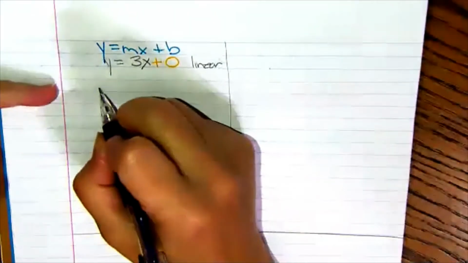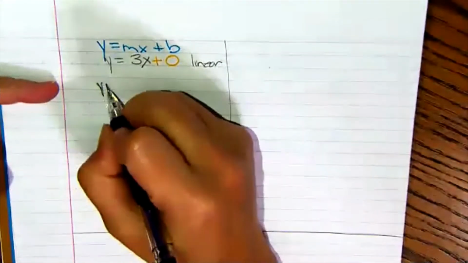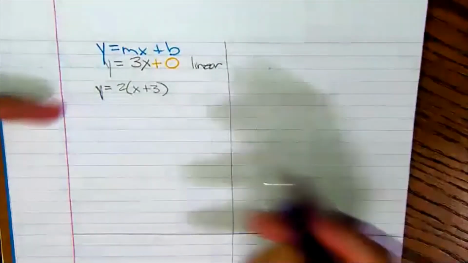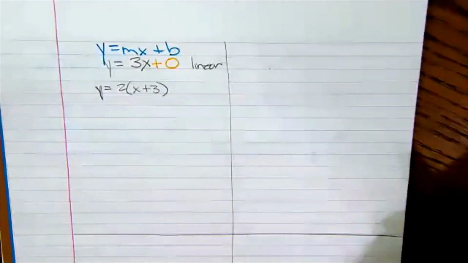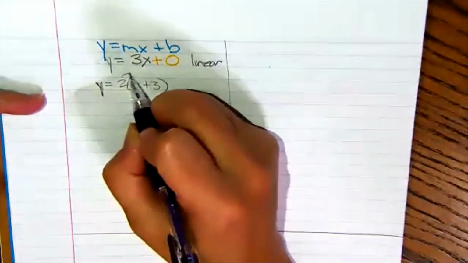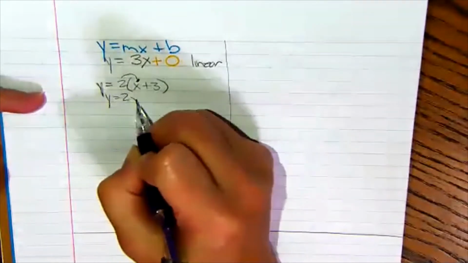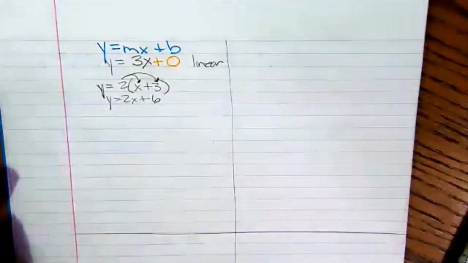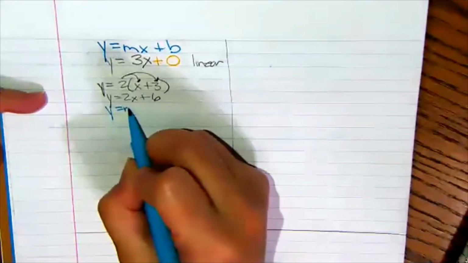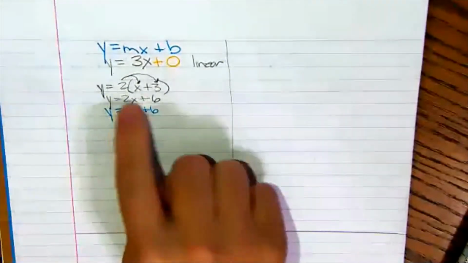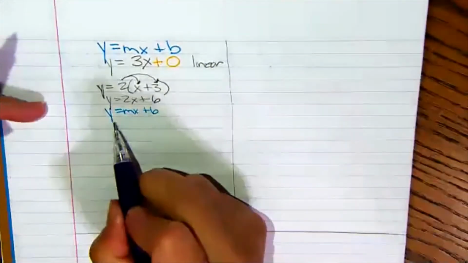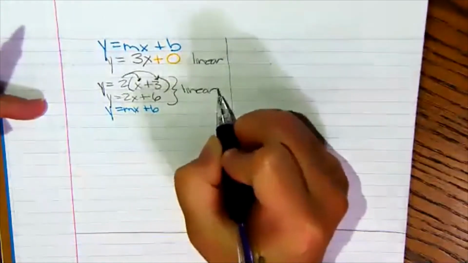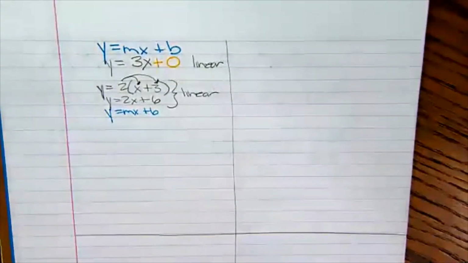Then the book will give us another equation that looks like this. Y equals 2 times x plus 3. And they want to know, does this represent a linear function? Well, how about if we rework it? Y equals 2x plus 6. Oh, would you look at that? Y equals mx plus b. It does follow the slope-intercept form. So, yes, this equation represents a linear function.